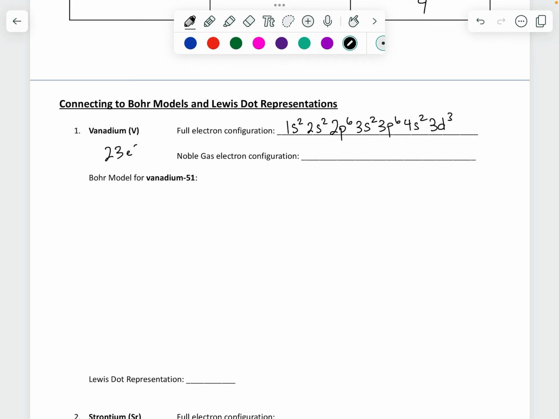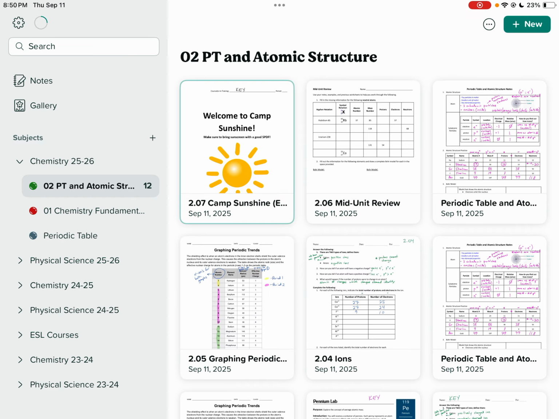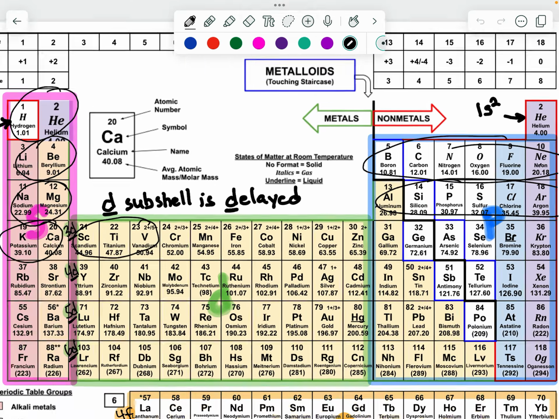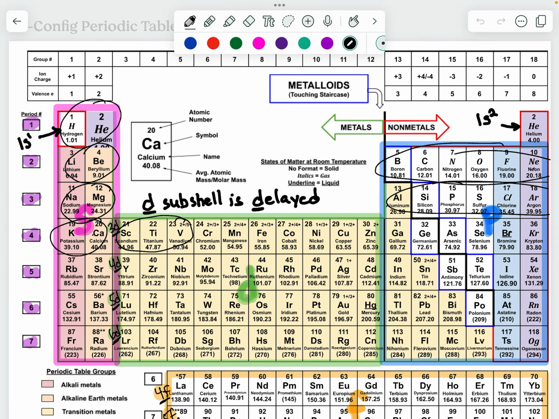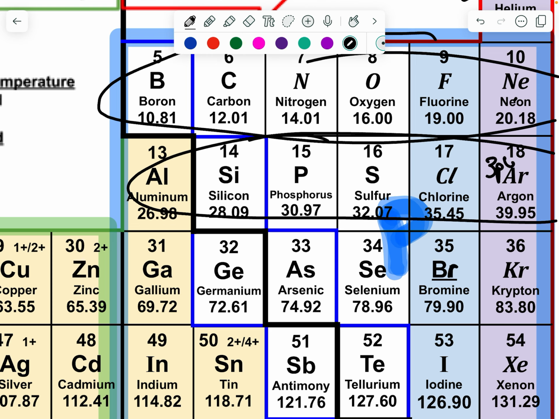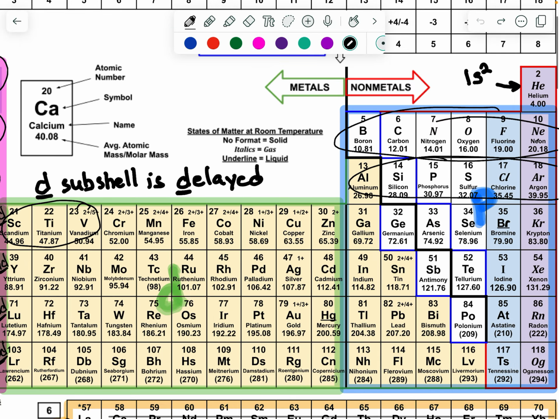What's the noble gas configuration? Well, we identify what the noble gas is. We see that vanadium is in period 4, so we're looking at the noble gas in period 3, which is argon, which takes care of the first 18 electrons, or you can think of it as up to 3p6, right? All of our noble gases, of course, except helium. Helium's weird, right?